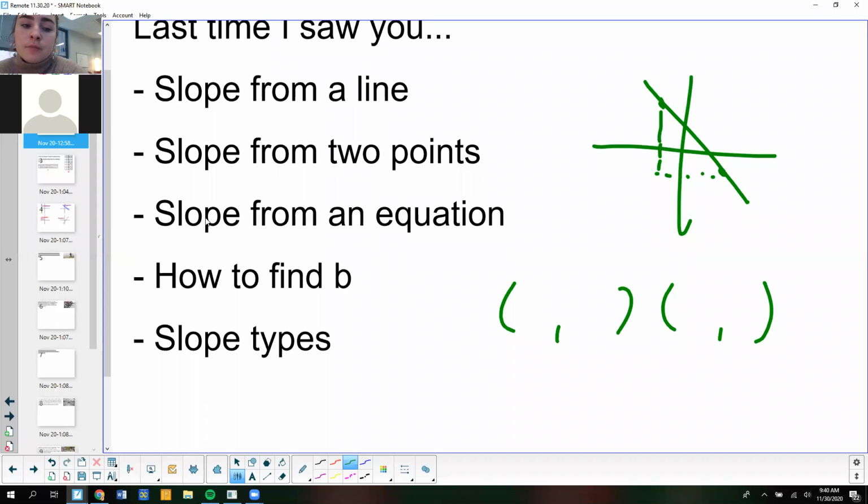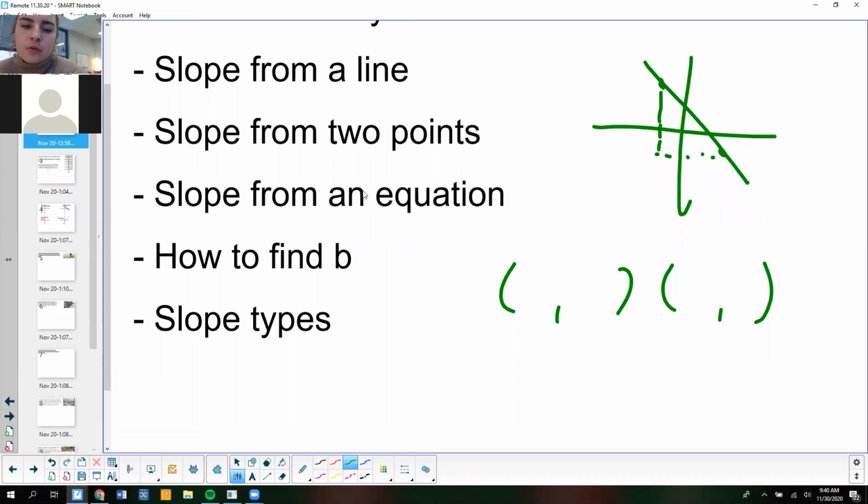for what seems like forever. Finding the slope from an equation. Also how to find b, something we're going to talk a little bit more about.